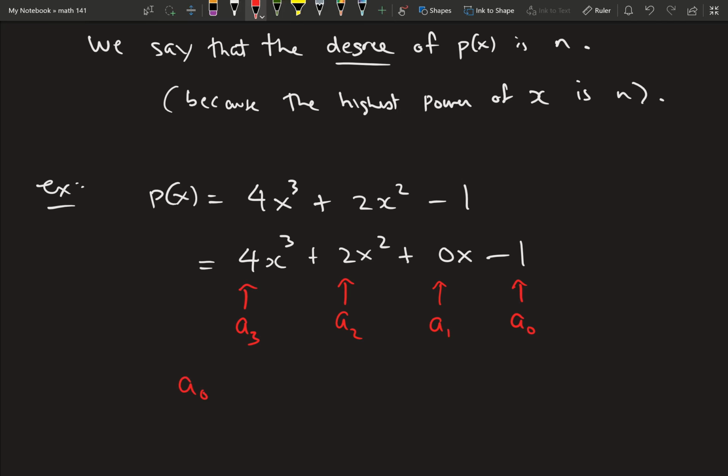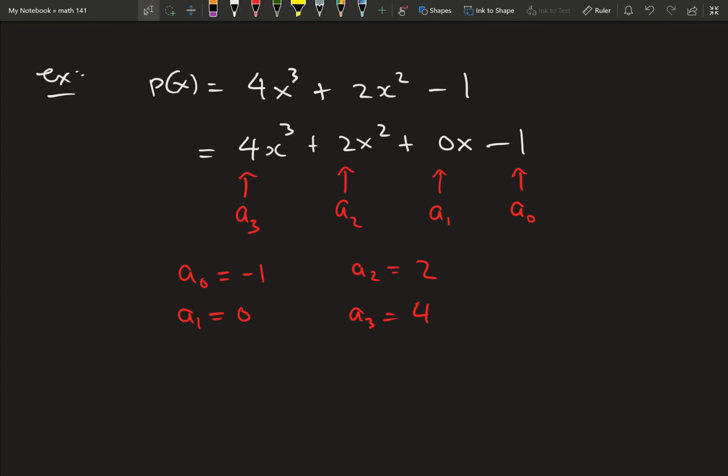So let me write these down separately. And the degree of this polynomial, we say the degree, for shorthand DEG, and then parentheses p of x, this is equal to 3 because 3 is the highest power of x that occurs. Okay.